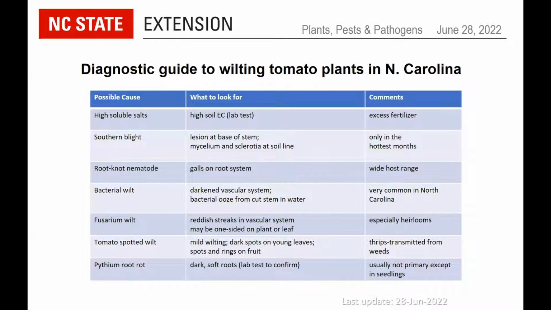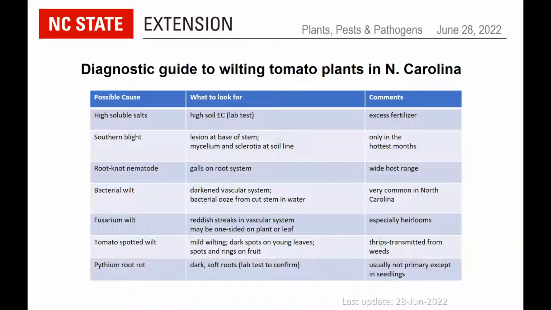Just a quick comparison though, since we're talking about wilting, and to put this into context, there's a lot of different things that can cause wilting in our tomatoes. So high soluble salts would be one. A little bit too heavy fertilization is the usual explanation for that.